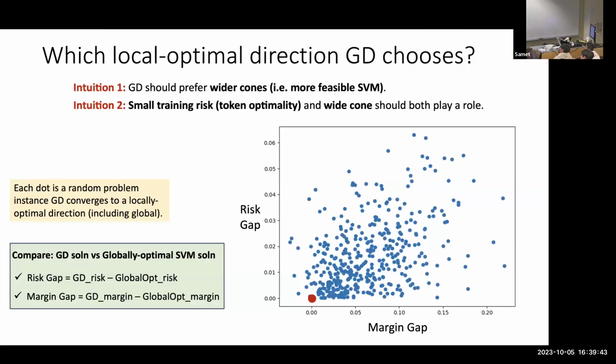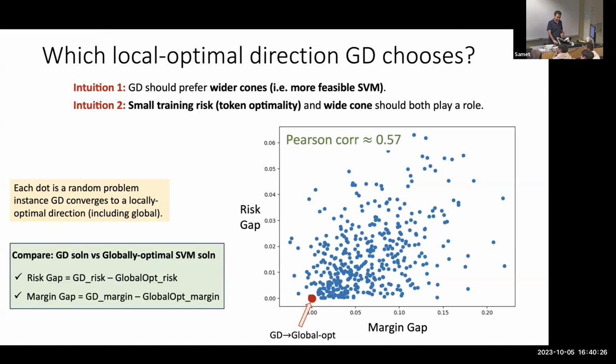If you solve the problem many times, and define a margin gap, the SVM margin of the gradient descent solution with respect to the global optimal solution, and a risk gap, the gradient descent risk minus the global optimal risk, the risk gap is always positive, but the margin gap can be whatever. When you put all these dots on the line, you actually get a positive correlation. In other words, if gradient descent picks a local solution, it is picking for a good reason, because that local solution is most likely giving a larger SVM margin, a larger cone, and is more feasible. And that is potentially connected to generalization theory.